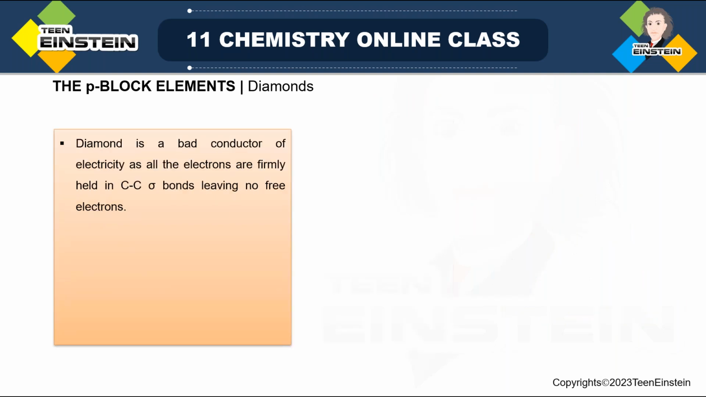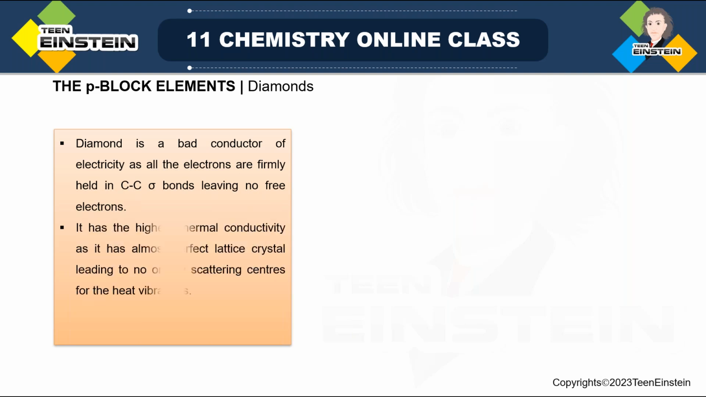This is a bad conductor of electricity. Now to conduct electricity, there must be some free electrons. But as you have seen here, no free electrons are present. Carbon has already used all its 4 valence electrons for 4 bond formation with neighboring carbon atoms, and there is no free electron. So how will it be a conductor? That is, electrical conduction is not possible.